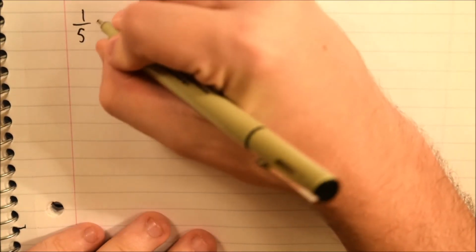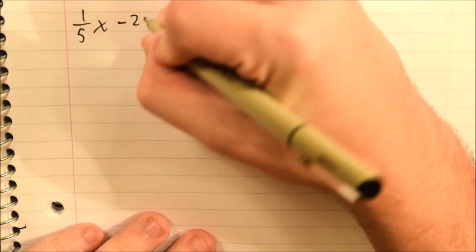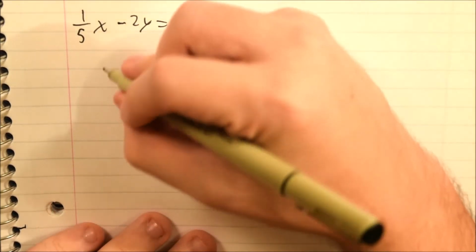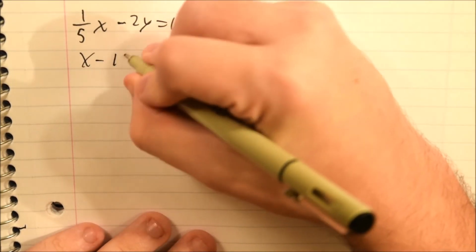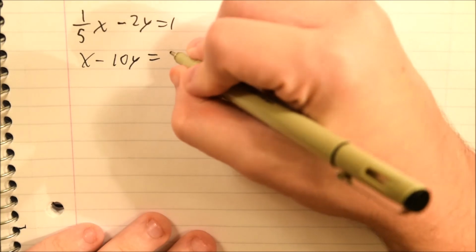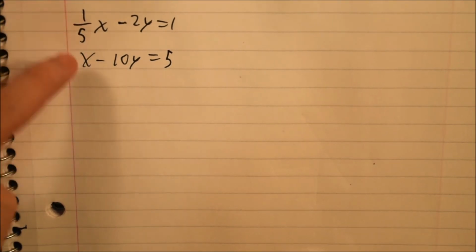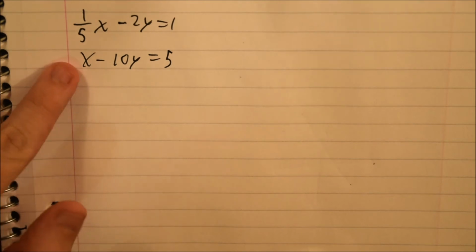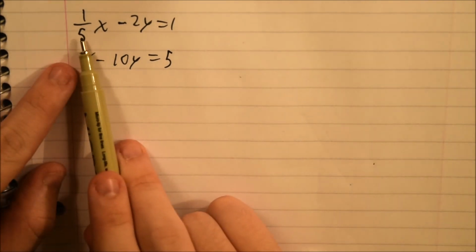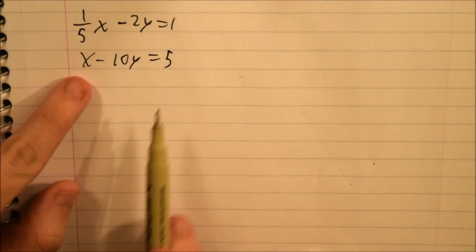Now let's look at this one. 1/5 x minus 2y equals 1, and x minus 10y equals 5. Now this one might be a little trickier to think, what number do I have to multiply this equation by to get the other equation? But if we really think about it, if I multiply this by a 5, and this by a 5, and this by a 5, I get the second equation. But let's solve this in a different way.